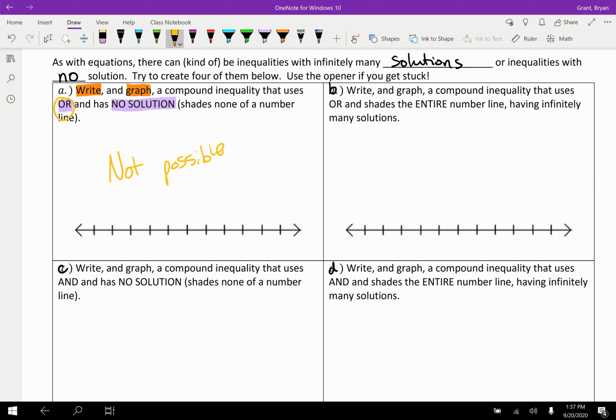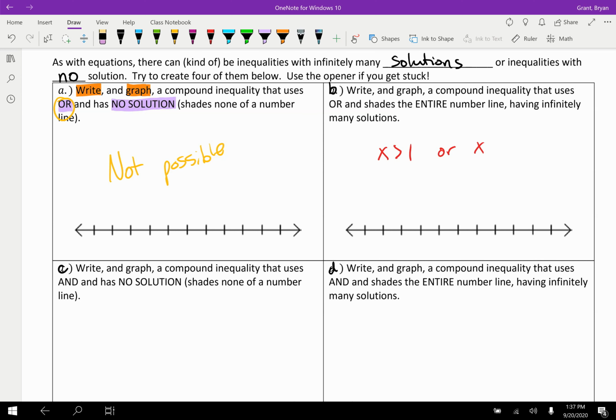Well, what about B? Write or graph a compound inequality that uses or and shades the entire number line. Oh, I bet we could do this one. Check this out. What if I said x is greater than 1, or, and then you could do a pretty easy one. You could say something like x is less than or equal to 1. That'll get all of your numbers. But watch if I do this.